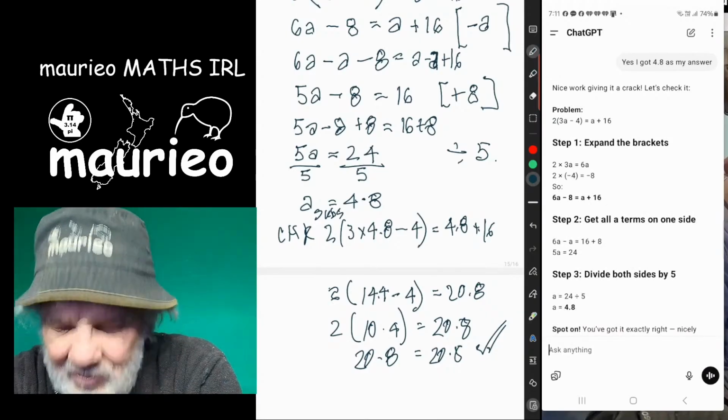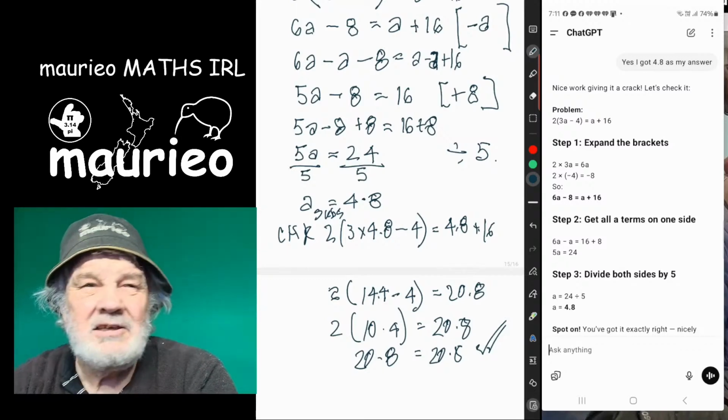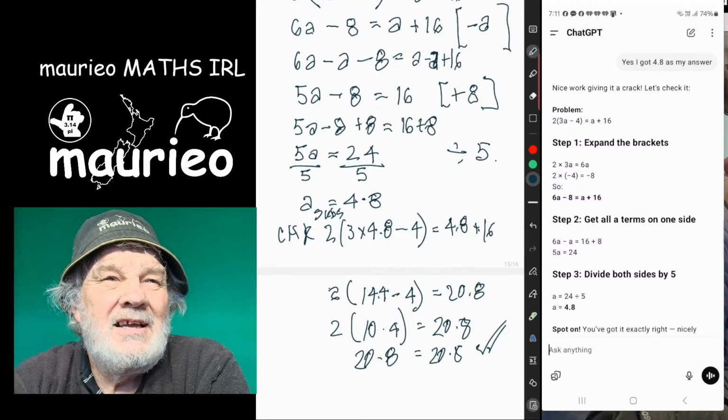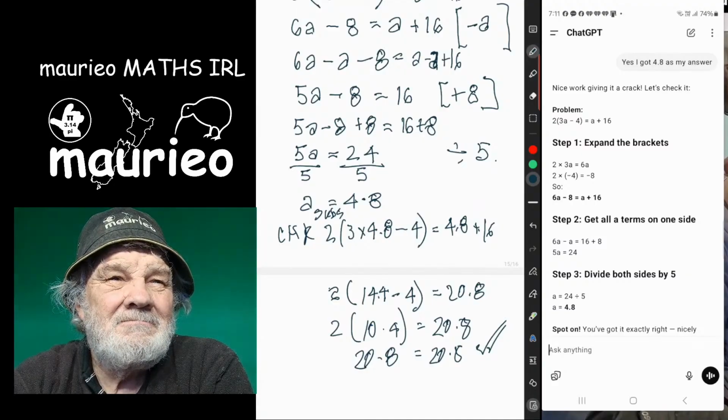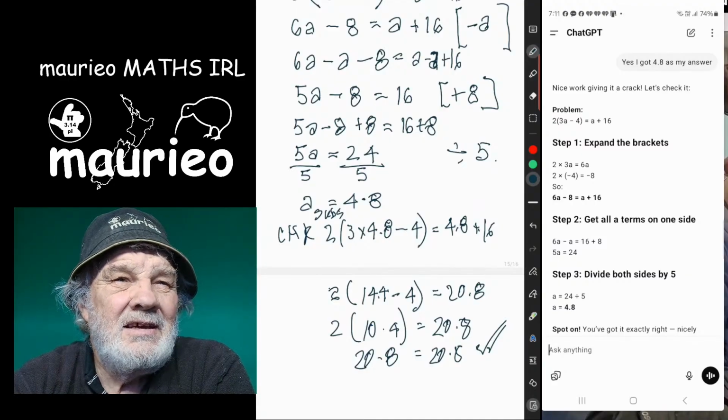So expand the brackets, which we did there. Get all the terms on one side, so 6a minus a.